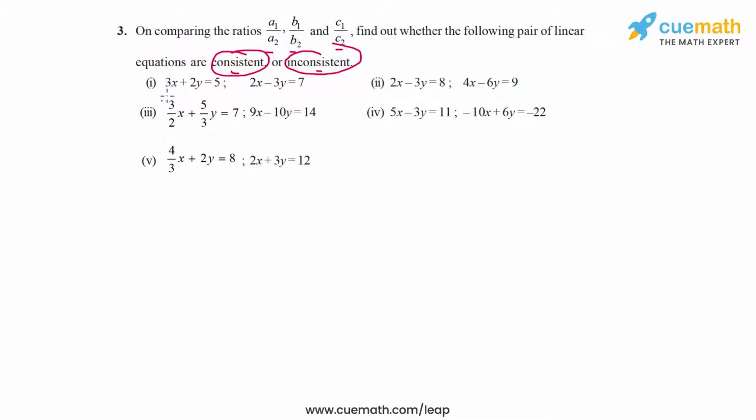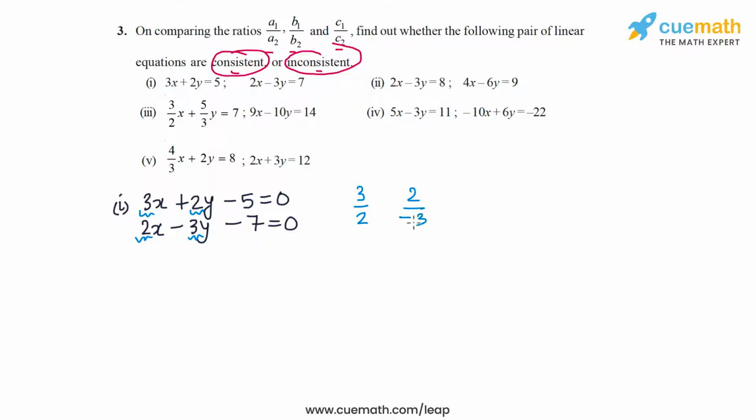So the first pair is 3x plus 2y equal to 5, or I can write this as 3x plus 2y minus 5 equal to 0, and 2x minus 3y minus 7 equal to 0. So this is the first pair. Now a1 by a2 is equal to 3 by 2 and b1 by b2 is equal to 2 by minus 3. So these two ratios are unequal, so I don't need to check c1 by c2. This means that this pair will have a unique solution. In other words, this pair is consistent.